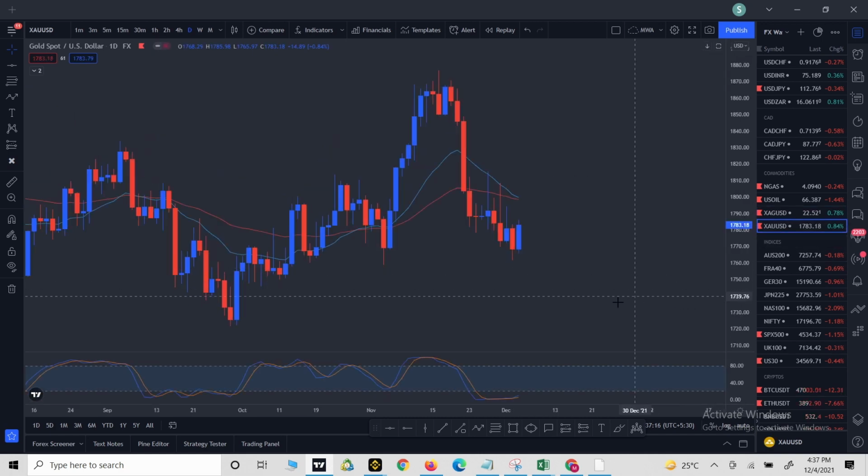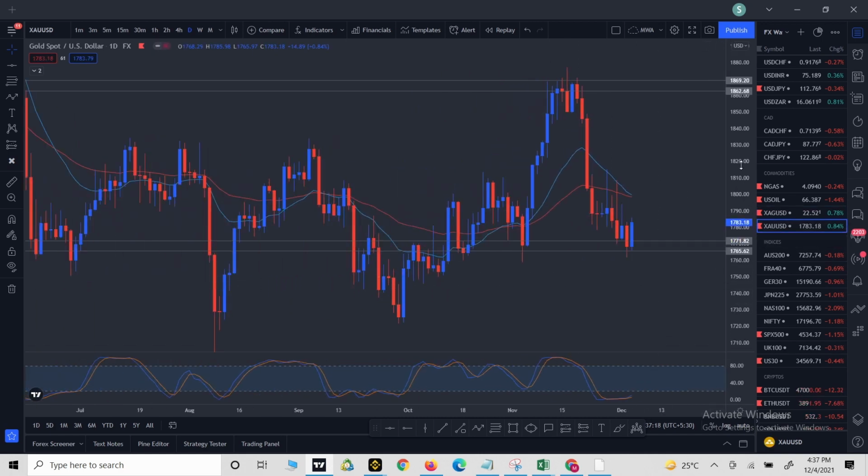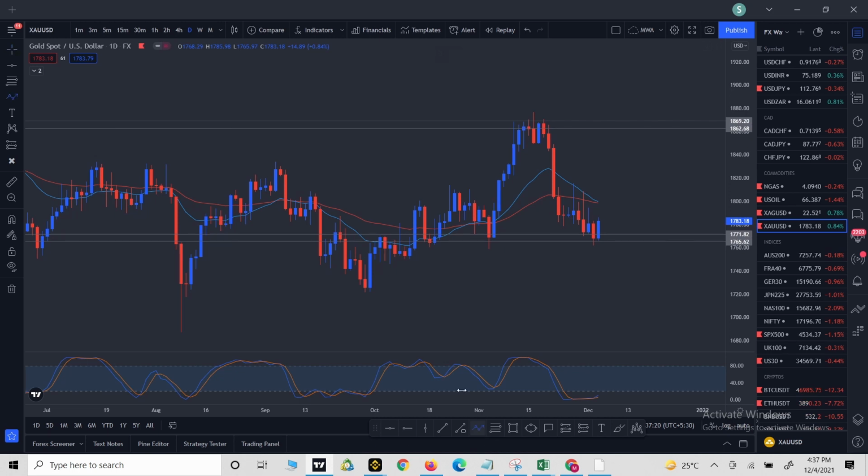Next is going to be gold. Gold, starting from here, we have high, low, high, high, high, low, high, high, high, low, high, high, and right now the price is at the previous low, or the higher low of this uptrend. So we are still bullish on the daily.